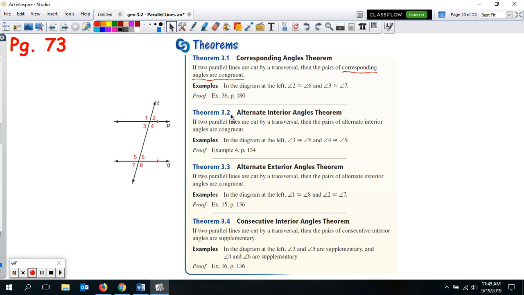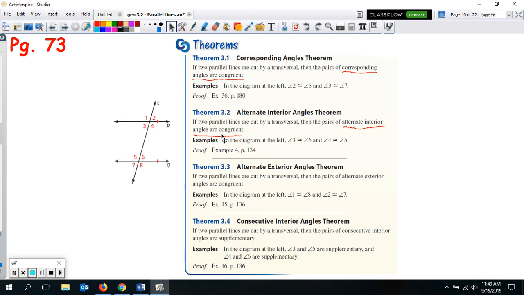Theorem 3.2, now talking about the alternate interior angles. Again, it starts off the same. If two parallel lines are cut by a transversal, like we have here, then we can conclude that the alternate interior angles are congruent. Alternate interior angles are congruent.